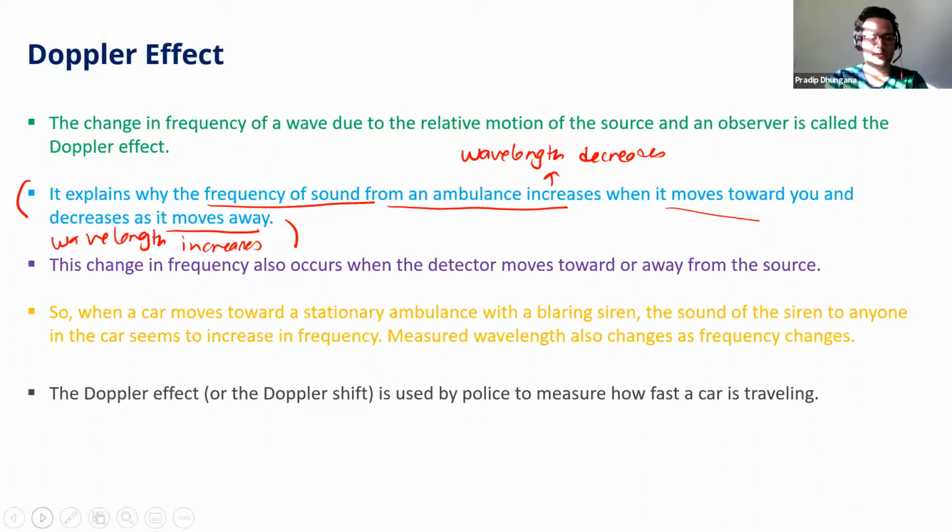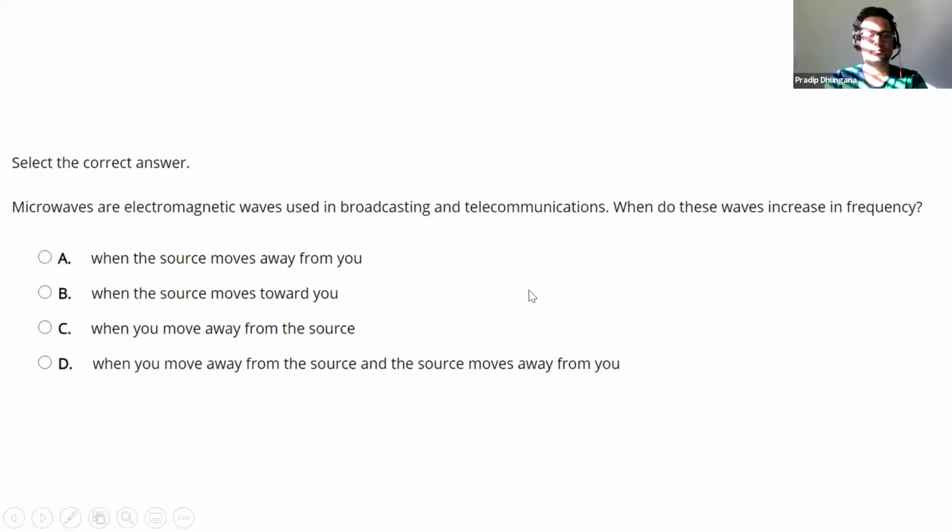Now let's practice some questions. The question is, microwaves are electromagnetic waves used in broadcasting and telecommunications. When do these waves increase in frequency? Let me launch polling. Try your best. Think about when the source moves towards you or away from you.